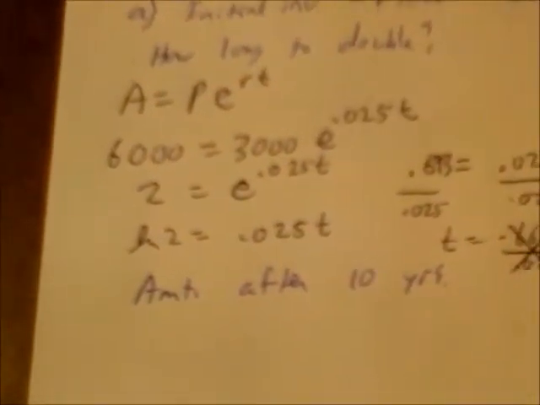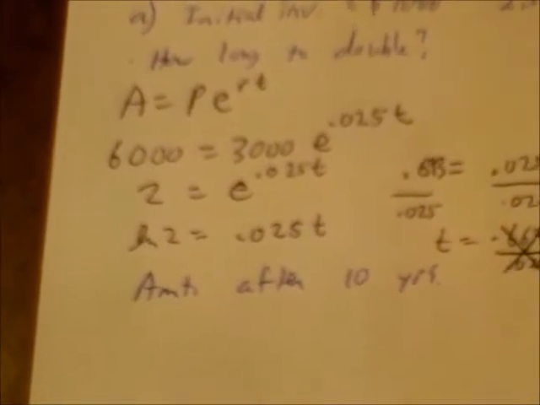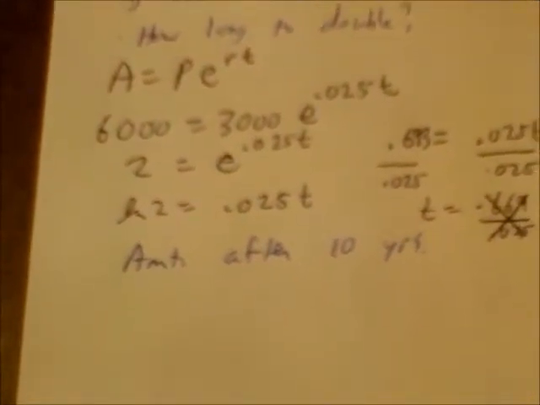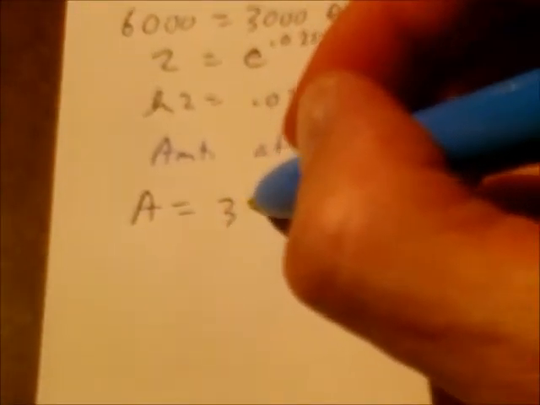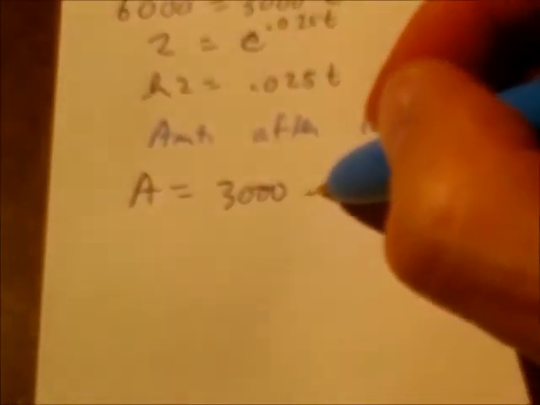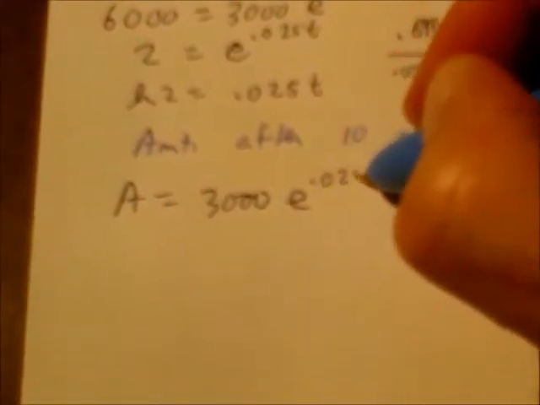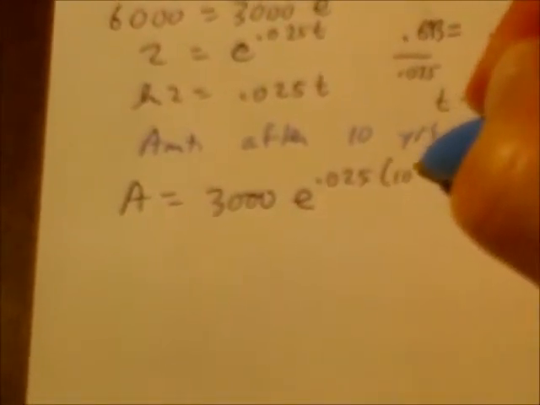Find the amount after 10 years. We have the same kind of situation here. We still have A equals P e to the rt. We still have $3,000 to start with. We still have 2.5%. So we're just going to plug in all that information again, and we want to find the amount after 10 years. So t is going to be 10. So we have A equals P, which is $3,000, e to the 0.025 times 10.